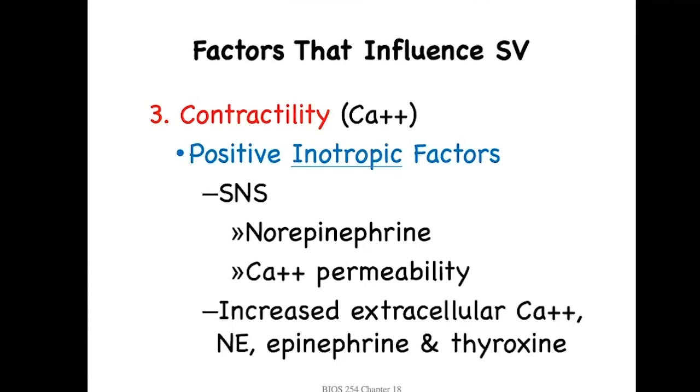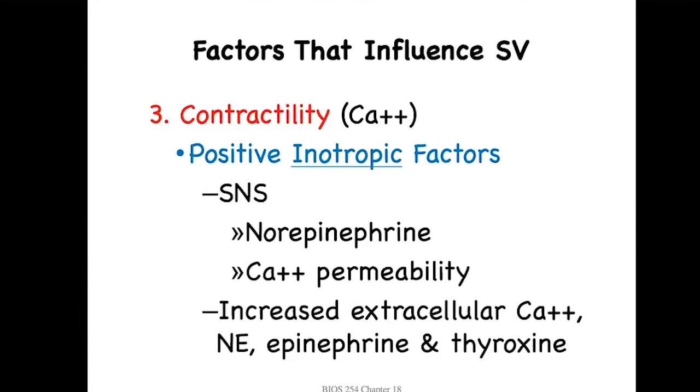Other positive inotropic factors include extracellular calcium. If you have more calcium outside of the cell, then that means you can have increased calcium moving into the cell. The hormones norepinephrine and epinephrine will have the same impact as the neurotransmitter norepinephrine. Norepinephrine and epinephrine as hormones are released from the adrenal medulla, and the adrenal medulla is part of the adrenal gland. Each kidney has an adrenal gland that sits on top of it.